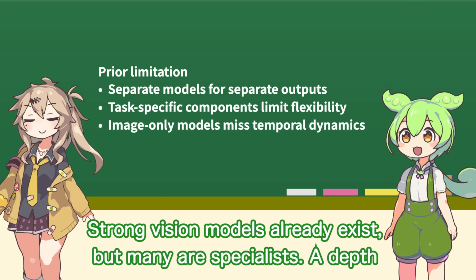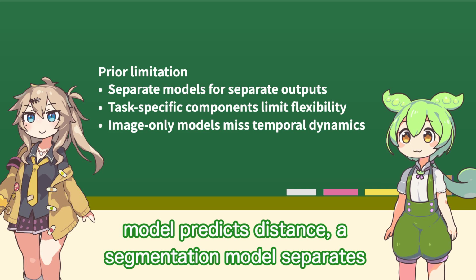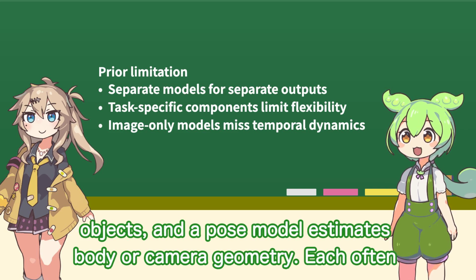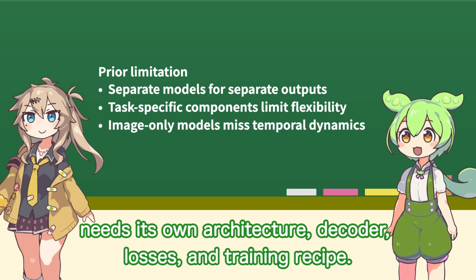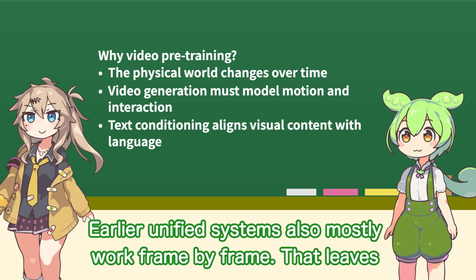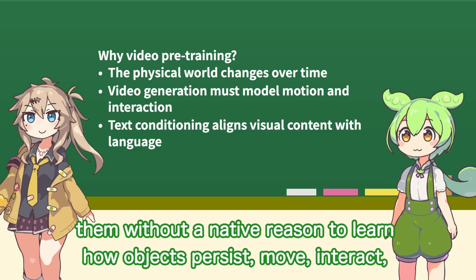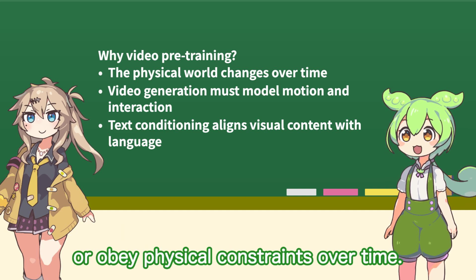Strong vision models already exist, but many are specialists. A depth model predicts distance, a segmentation model separates objects, and a pose model estimates body or camera geometry. Each often needs its own architecture, decoder, losses, and training recipe. Earlier unified systems also mostly work frame by frame. That leaves them without a native reason to learn how objects persist, move, interact, or obey physical constraints over time.